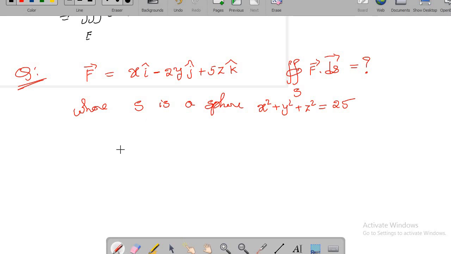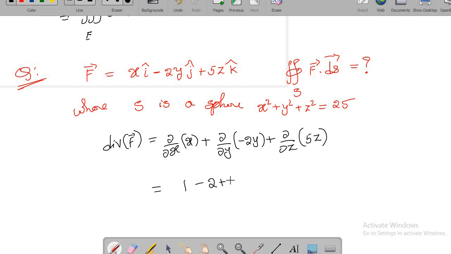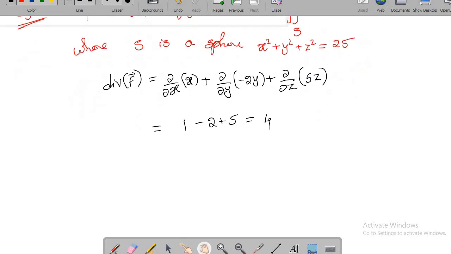So first let me see what is the divergence of the vector field. Divergence of F bar is nothing but dou by dou x of x plus dou by dou y of minus 2y plus dou by dou z of 5z. Now its derivative is 1 minus 2 plus 5. This is nothing but 4. So divergence is a constant. Now our life is easy.